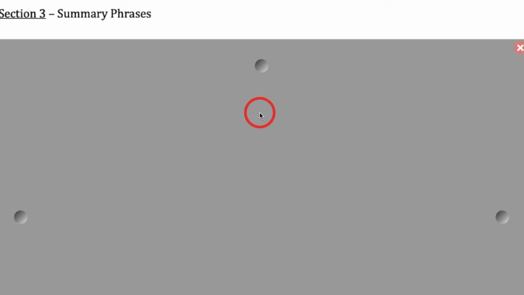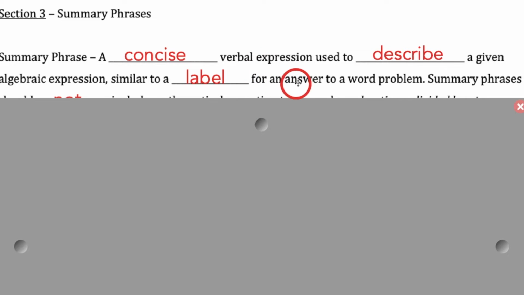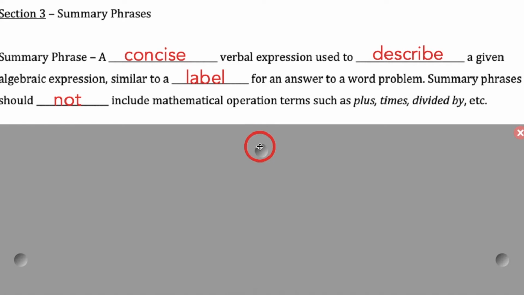This is Section 3 notes for the Overland Trail unit. Summary phrases. The definition of a summary phrase is a concise verbal expression used to describe a given algebraic expression, similar to the label for an answer to a word problem. Summary phrases should not include mathematical terms such as plus, times, divided, etc.